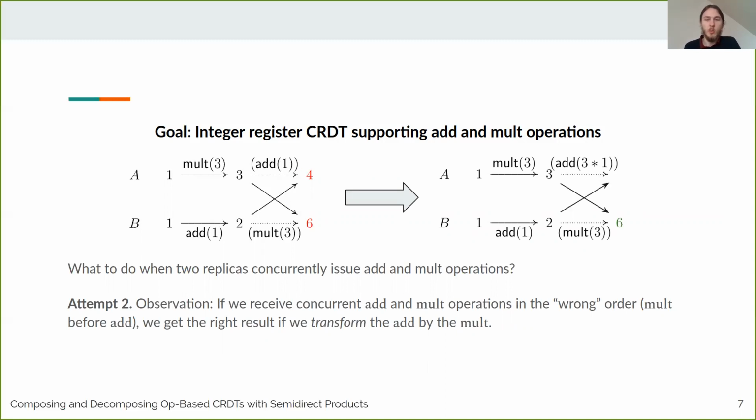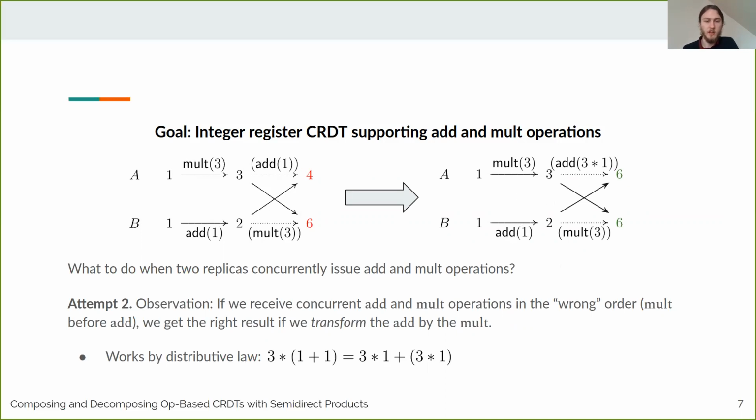But now A, when they receive this add 1 operation from replica B, they say, uh-oh, this is concurrent to the mult 3 operation that I already applied. So that's the wrong order of mult before add. I can fix this by just adding 3 times 1 instead of adding 1, okay? Now both replicas end up in state 6.